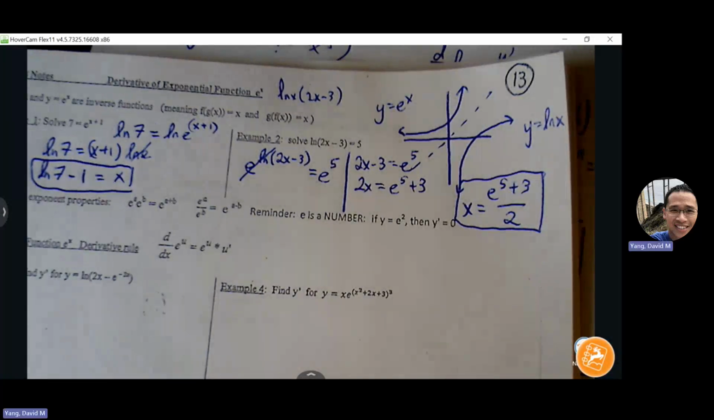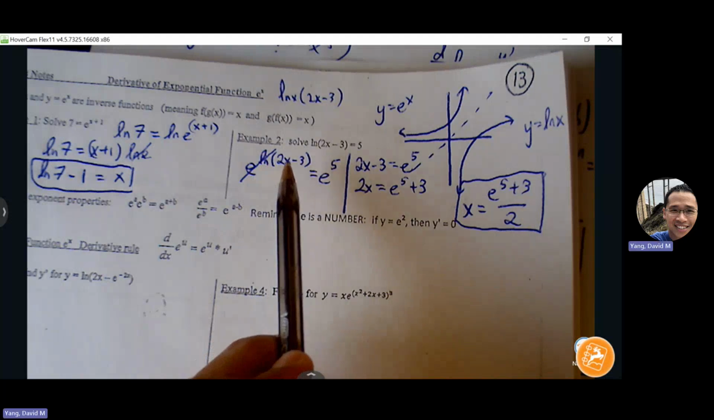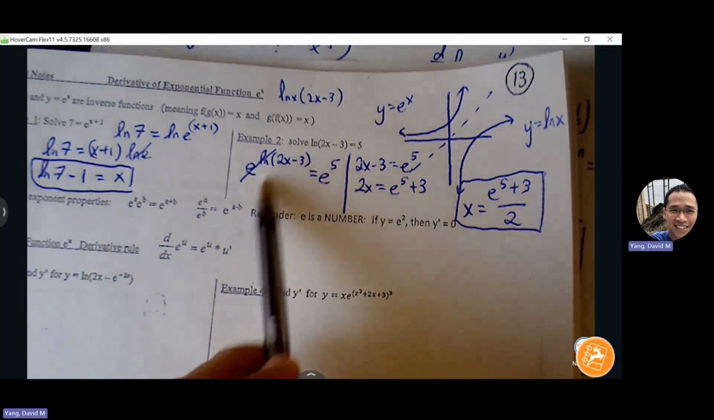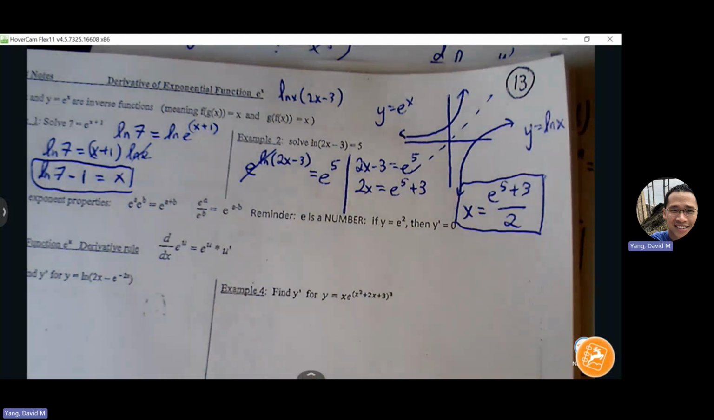So like ln e equals 1. Natural log of e is equal to 1. E to the natural log of x is equal to x. So they have a way of canceling each other out. Either natural log of e cancel each other out, or e to the natural log cancel each other out.